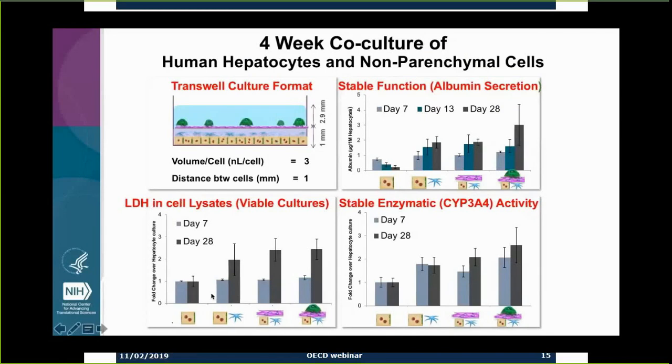It goes up during the course of 28 days as you increase the complexity of the co-culture systems, as well as in the enzymatic activity of CYP3A4, becoming more physiological the more NPCs are represented in the system.